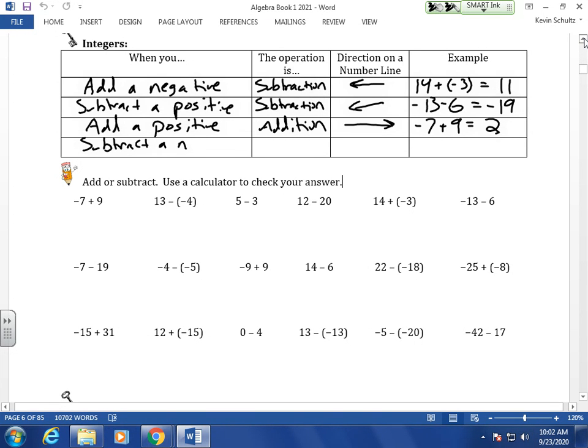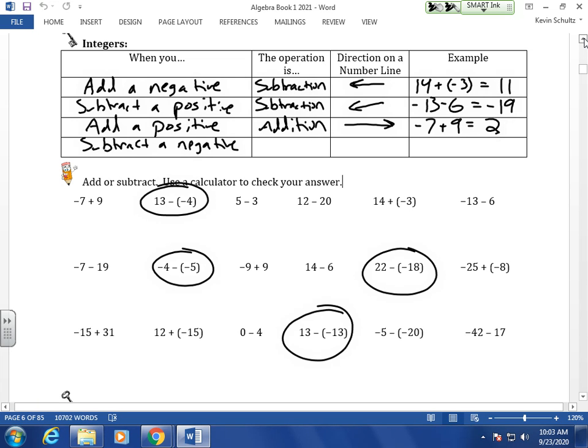Subtract a negative. Okay. What's an example of subtracting a negative here from these 18 that we have? Yes? 13 minus negative 4. 13 minus negative 4 is subtracting a negative. What's another example? Negative 4 minus negative 5 is subtracting a negative. Yeah. 22 minus negative 18. Any more? Both are right. Yes. 13 minus negative 13 and negative 5 minus negative 20. I think that's all of them.